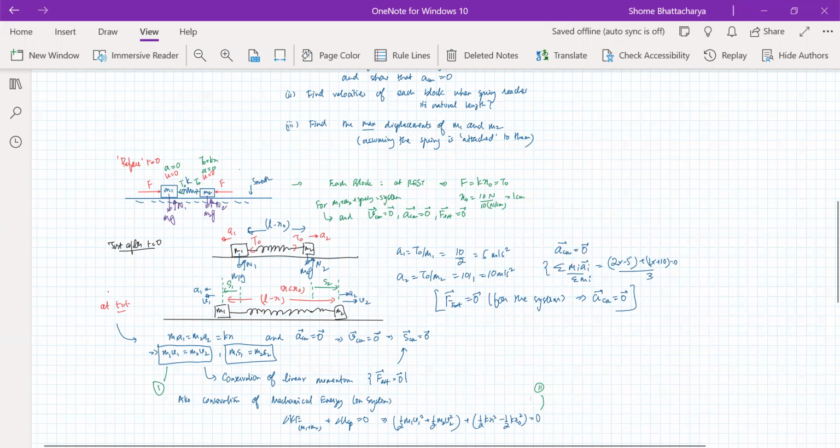You're understanding the point? No, we don't need the initial positions, we just need the displacements. Okay, so let's look at this. So let's come to the second part. Have you found the V first, V1 and V2 for the second part?